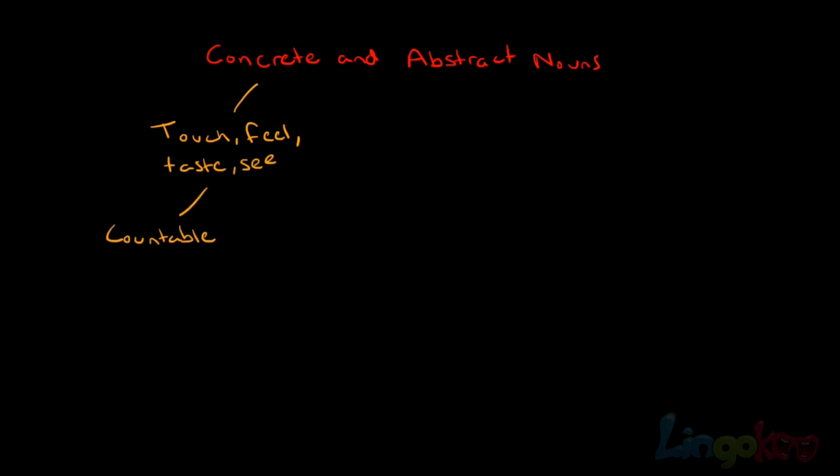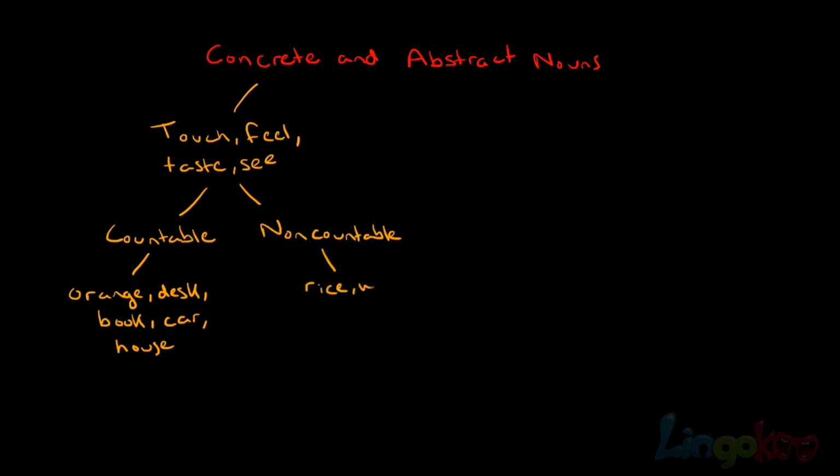Concrete and abstract nouns is another way we can classify nouns. A concrete noun you can touch, feel, taste, and see. And they can be either countable or non-countable. So some examples of countable would be orange, desk, book, car, house. These are all nouns you can count. You can count the number of oranges or the number of desks in the room. Non-count would be things such as rice, water, pasta. You can't count these things, okay?